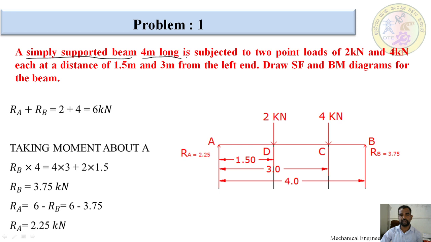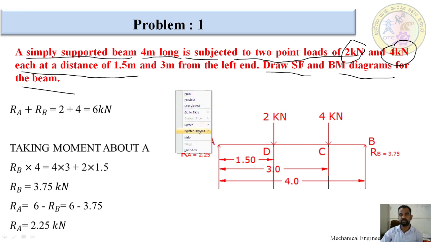They have given 2 point loads of magnitude 2 kilonewton and 4 kilonewton, and distances of 1.5 meter and 3 meter from the left support. First, you have to understand the problem, then you can easily solve it. After that, they have asked to draw the SFD and BMD diagram for the beam.